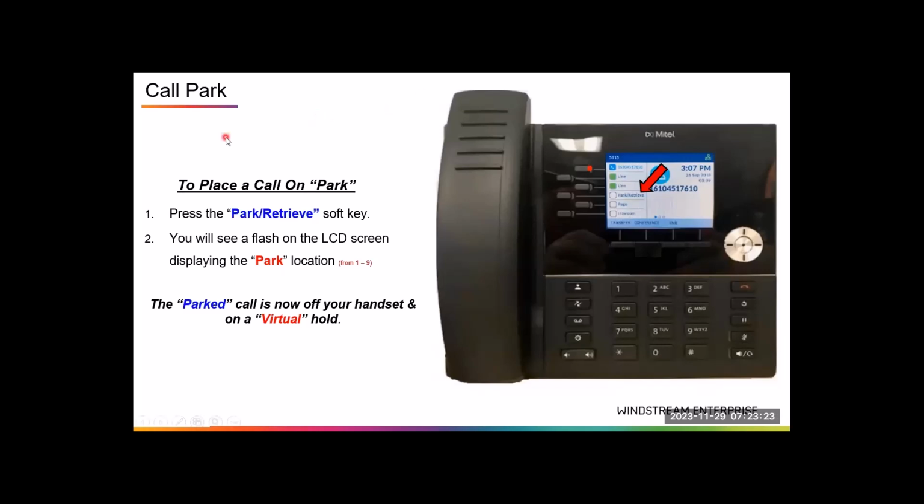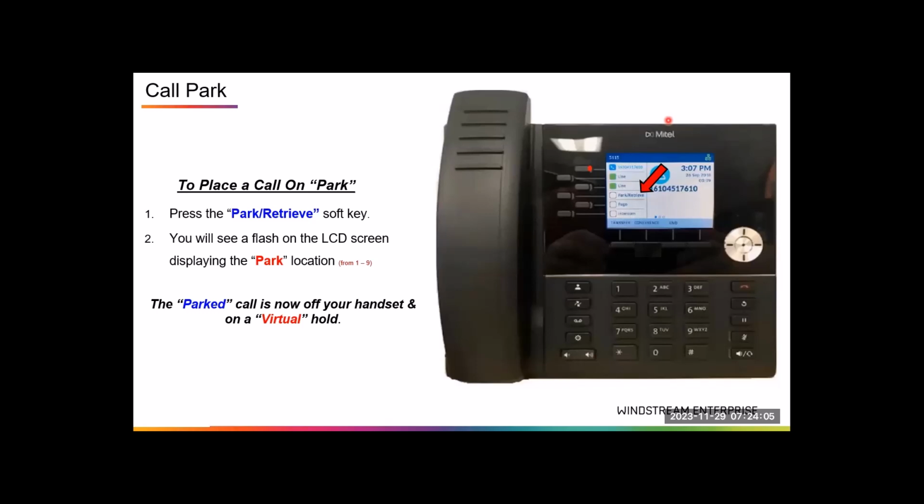So I have here a call. Now, on my phone, in order for me to place the call on park, I would have to press the park and retrieve button. Once I push park and retrieve, a number will then start flashing on the screen. That number is your park location number. And it's a random number from 1 to 9. So it will be the system that will choose the number for you. Let's say, for example, the number that's flashing on the screen is the number 4. Now, that number will continuously flash on the screen up until the caller hangs up or the call gets disconnected.